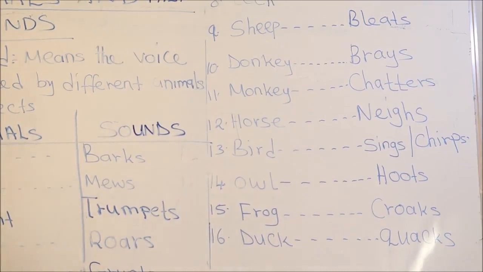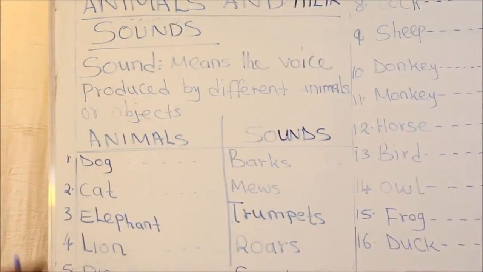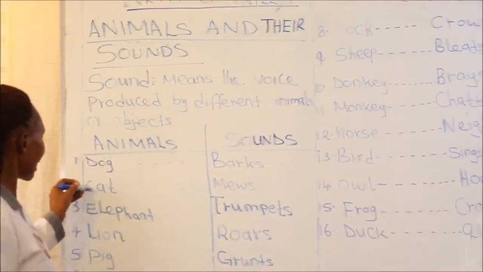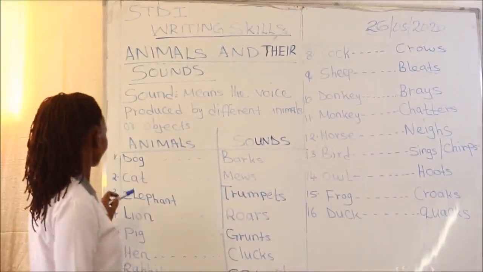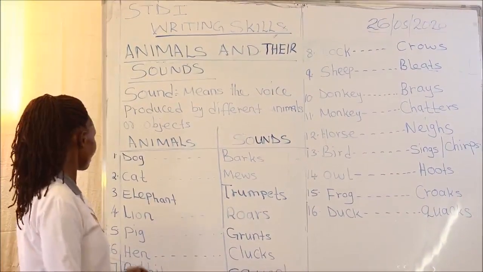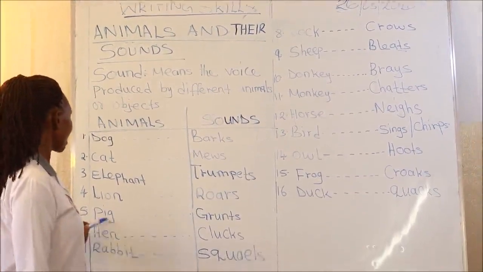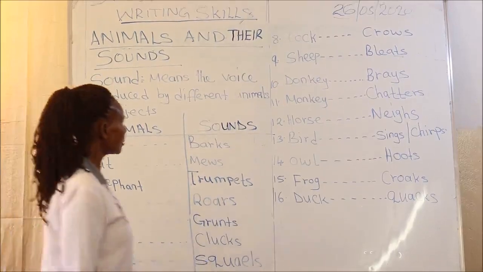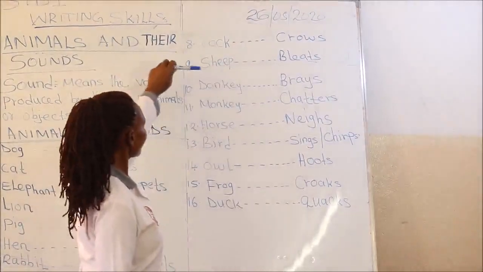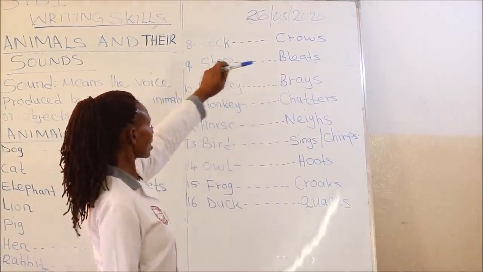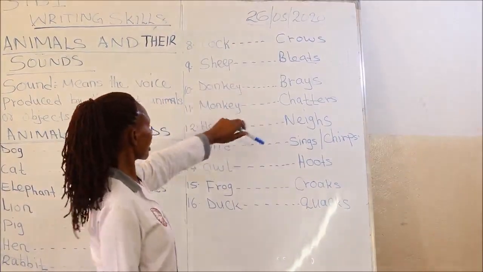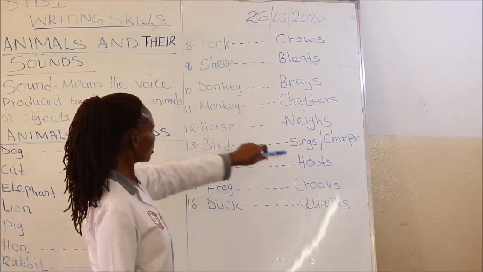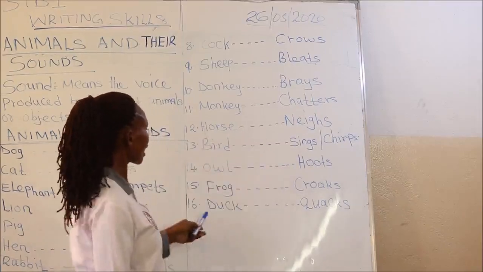So let us go through the animals and their sounds as we are reading. We read the animals and the sound they make. Dog, barks. Cat, meows. Elephant, trumpets. Lion, roars. Pig, grunts. Hen, clucks. Rabbit, squeals. Cock, crows. Sheep, bleats. Donkey, brays. Monkey, chatters. Horse, neighs. Bird, sings or chirps. Owl, hoots. Frog, croaks, and the duck, quacks.